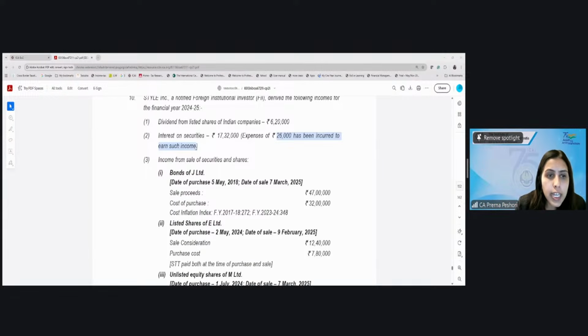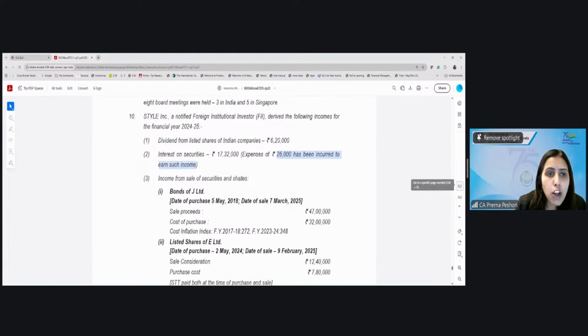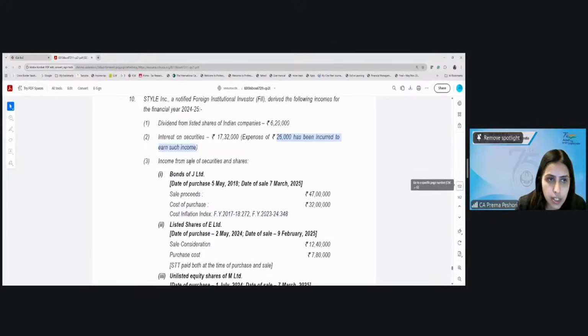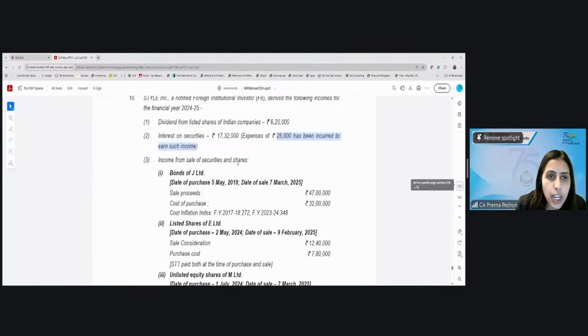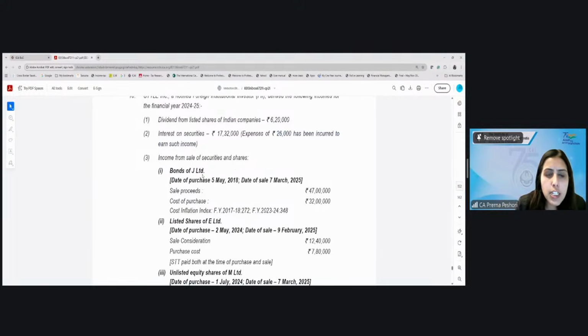Fine. Income from the sale of securities and shares. Bonds of J Limited. Date of purchase is 5th May 2018. Date of sale is 7th March 2025. Sale proceeds 47 lakh. Cost of purchase 32 lakh. The CII has been given to you.